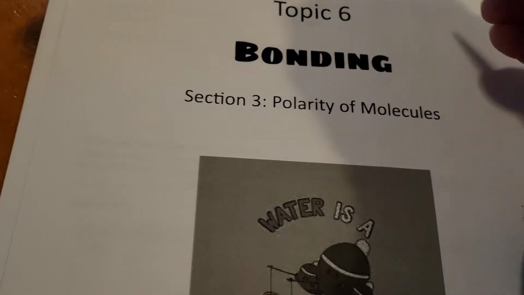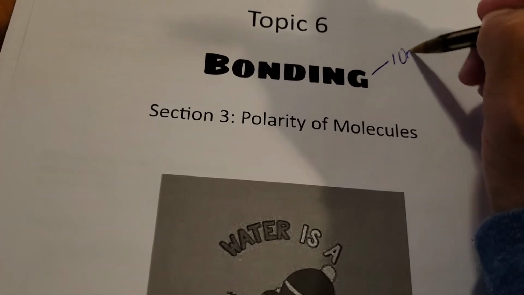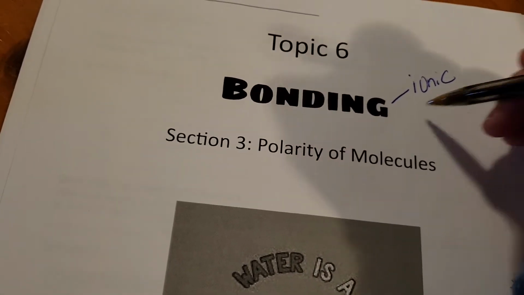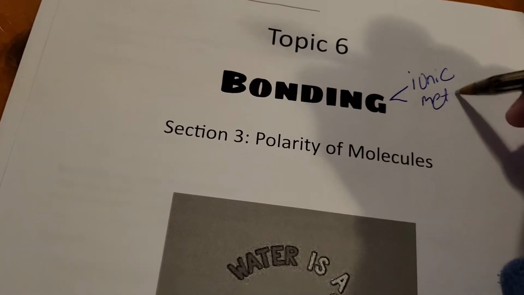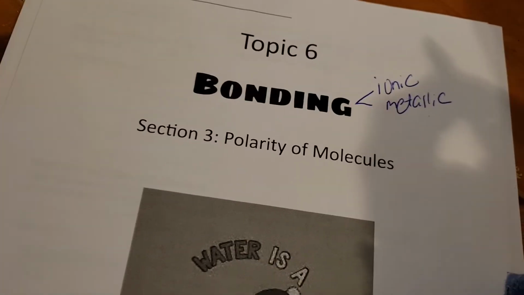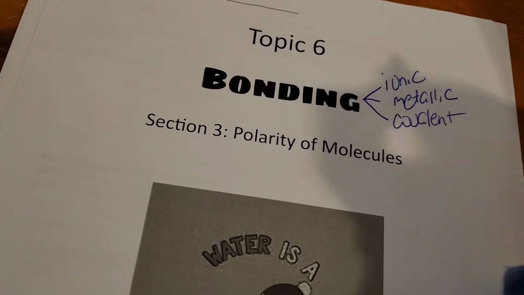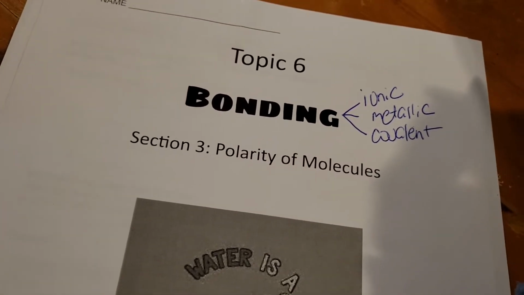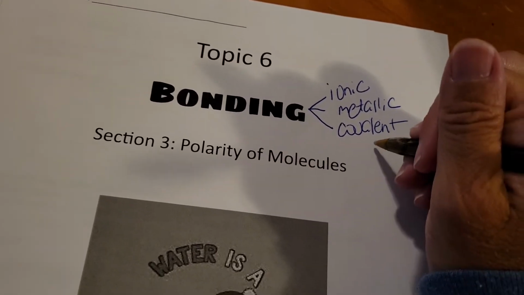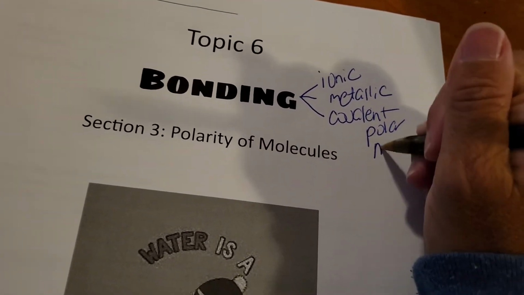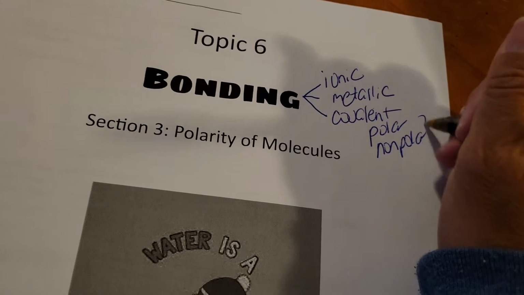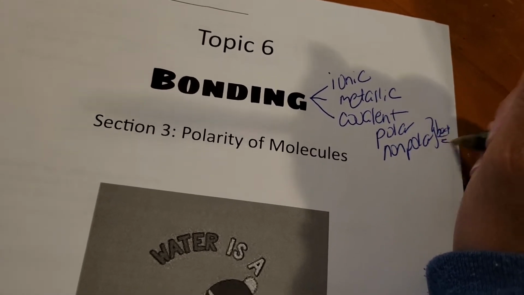So the first type of bonding we did was ionic. Then we had metallic, which was just a short little lesson about that. Then we had covalent. Under covalent, we talked about there being polar and non-polar bonds.